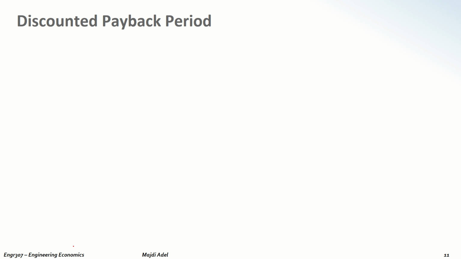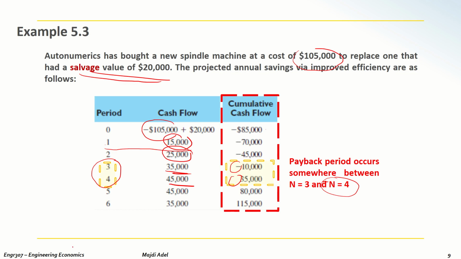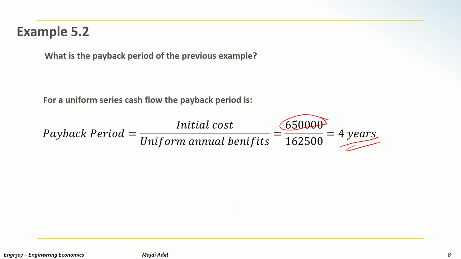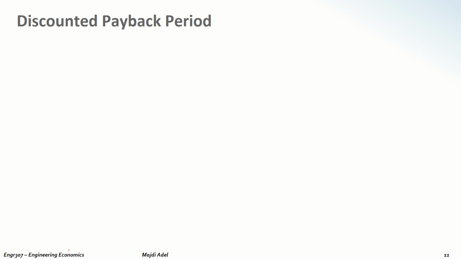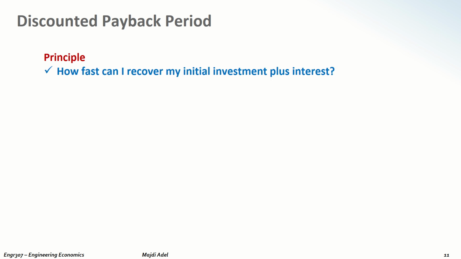Now, since the simple payback period doesn't account for the time value of money, we will introduce what we call a discounted payback period. In this discounted payback period, we will include the time value of money in our calculations. The principle is, how long does it take to recover my initial investment and the interest? How long do I need to recover my investment plus the interest on this investment?